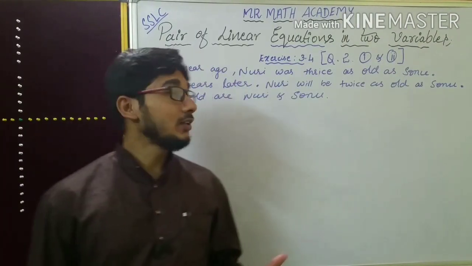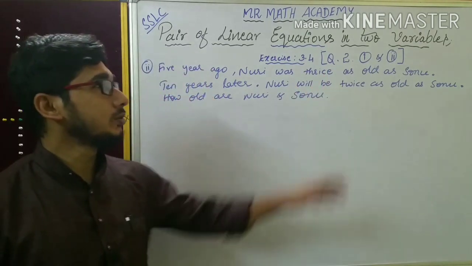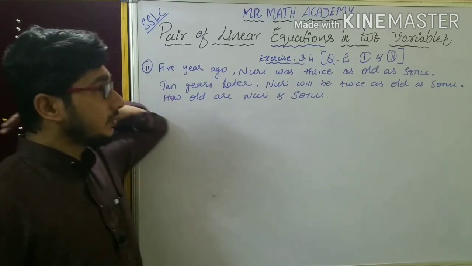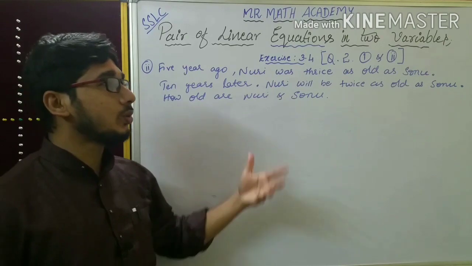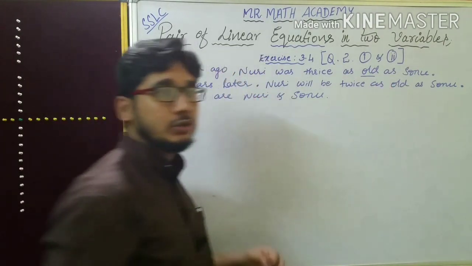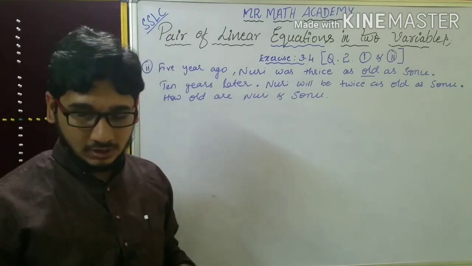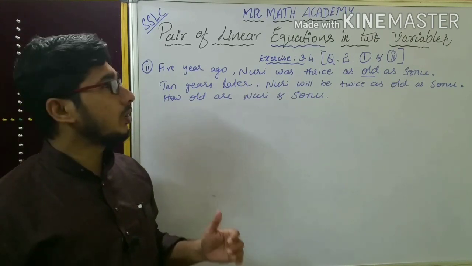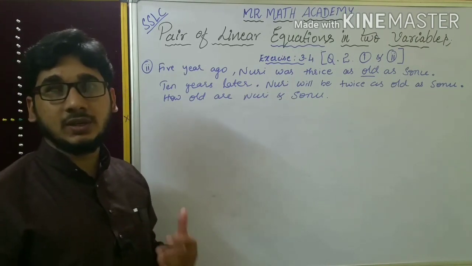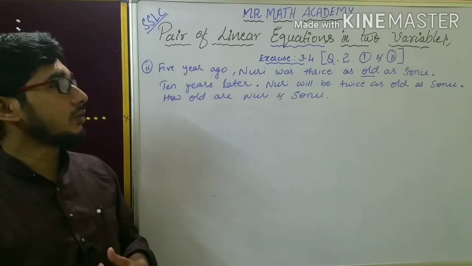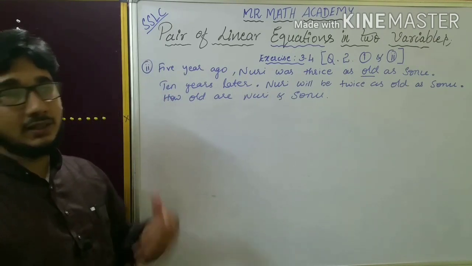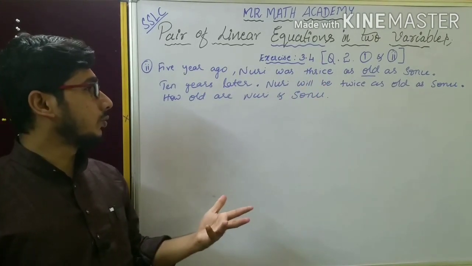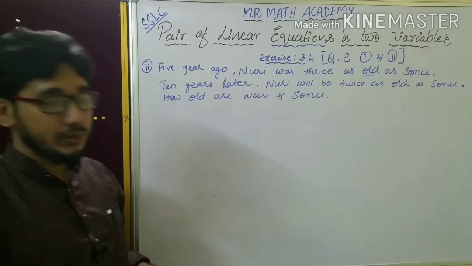Yes, students, let us go for question number 2, the second problem. What is the second problem? 5 years ago, Noori was thrice as old as Sonu. Age problems are very important in examinations, and they will ask in competitive exams also. Listen carefully. 5 years ago, Noori was thrice as old as Sonu. There is a comparison between Noori and Sonu's age. 10 years later, after 10 years, Noori will be twice as old as Sonu. Then how old are Noori and Sonu?